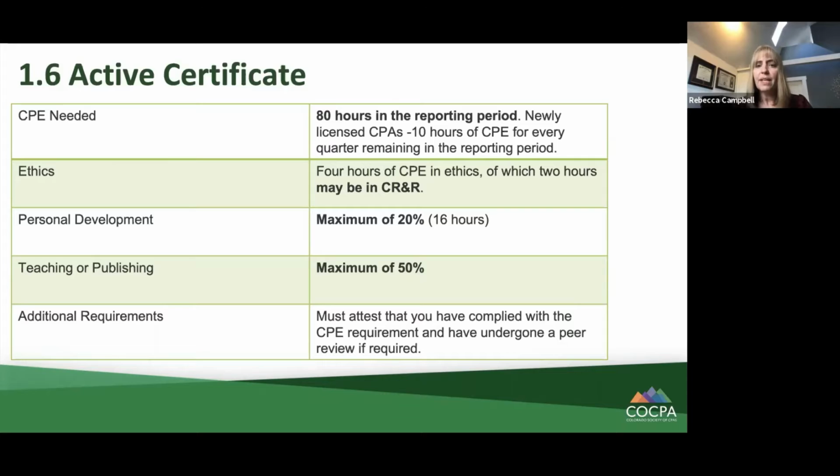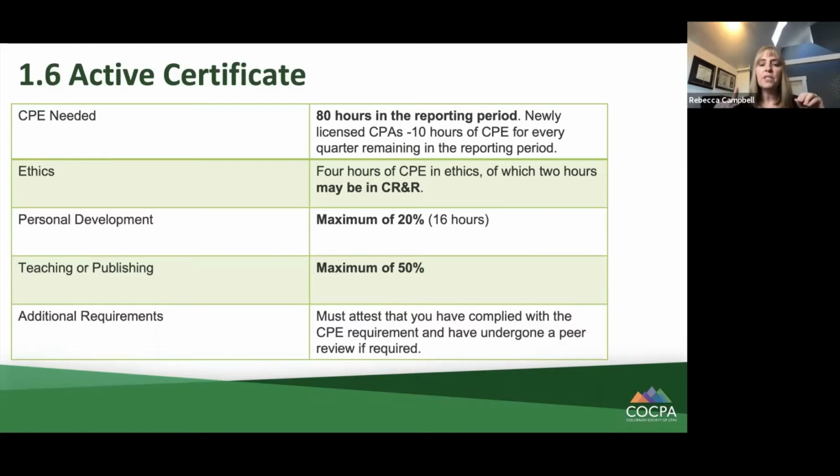Now, if you are newly licensed, you have to get 10 hours of CPE for every quarter remaining. So let's do an example. Let's say it's December, we're in the middle of a reporting period, and let's say I just got licensed in December. There would be 4 quarters remaining in 2021 before the end of the year, so I would have to get 40 hours of CPE.